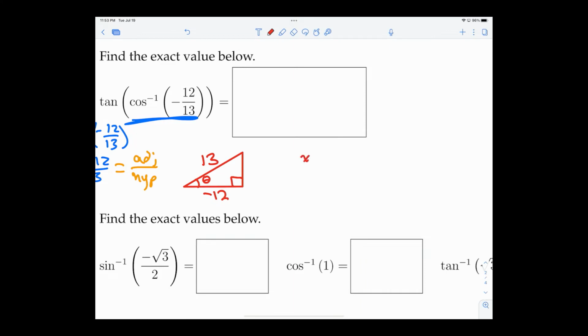So like x squared plus y squared. No, I don't want that. I want a squared plus b squared equals c squared. So you fill in the numbers. Let's say we don't know a, but we do know the others.